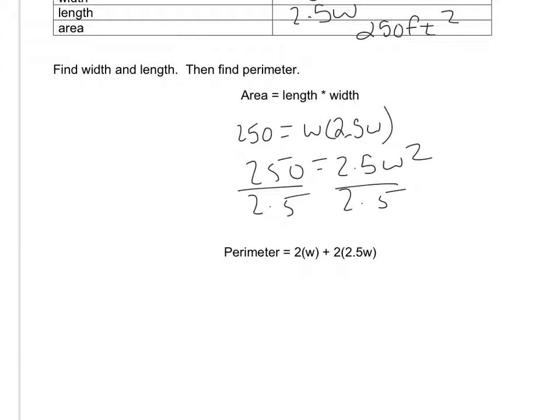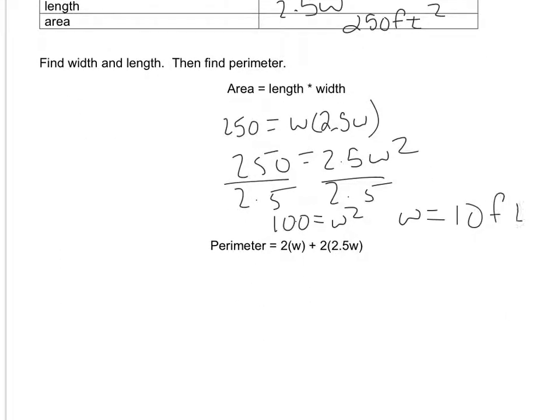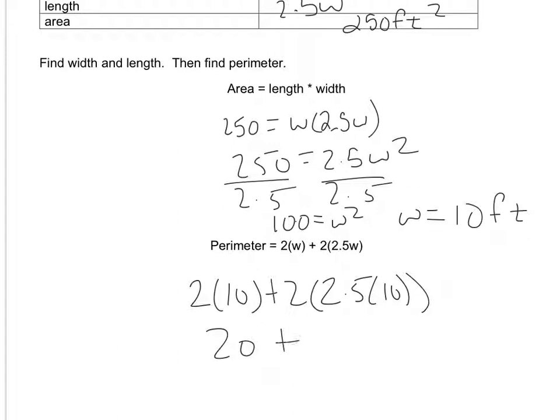What do you get? 100. So you get 100 equals W squared. So the width is 10. Did they give us a measurement? Feet. So then we can say the perimeter is 2 times the width plus 2 times the length, which would be 20 plus 50, so 70 feet. Alright, let's take a look at another one.